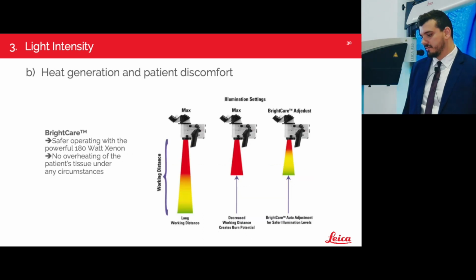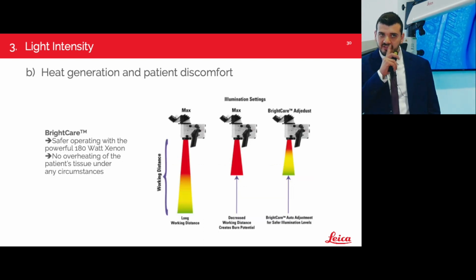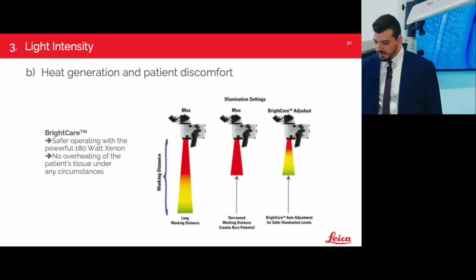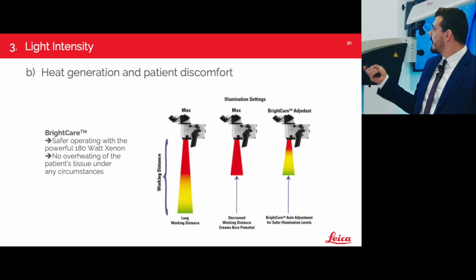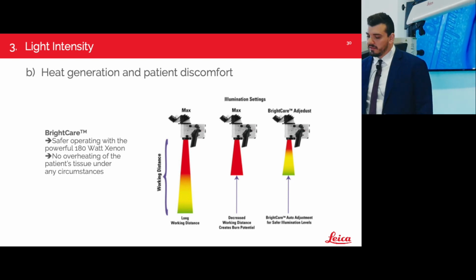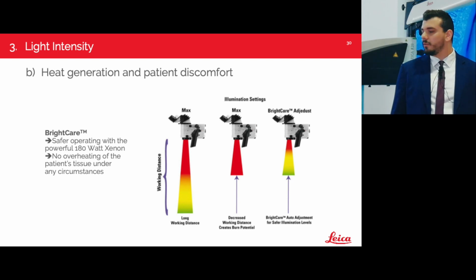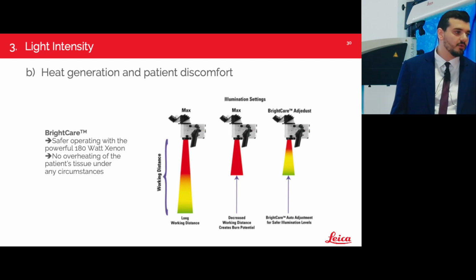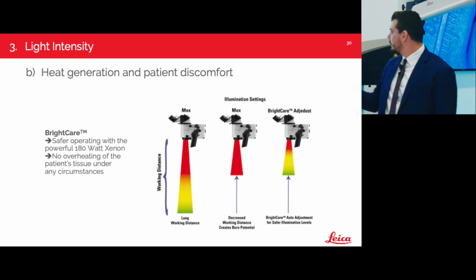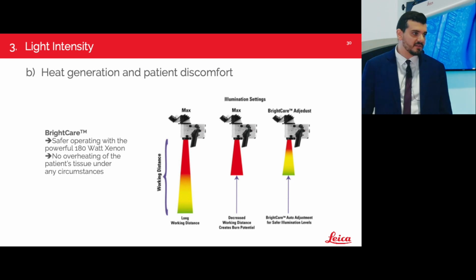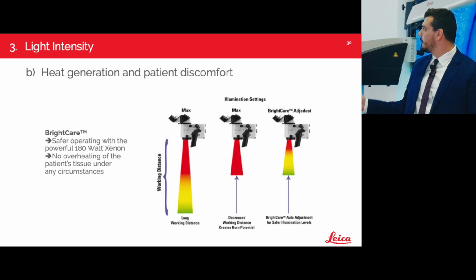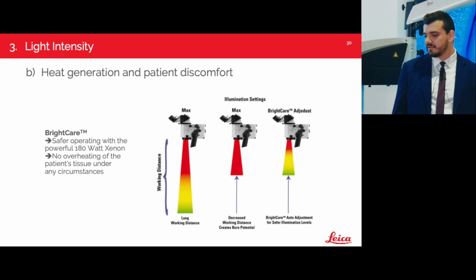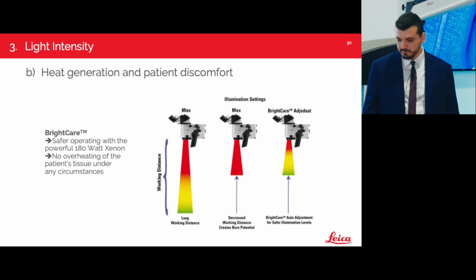And the other cause for the heat generation is that usually when we are working at a long distance, we are working in the green area, and it's a very safe area to work. But when we are reaching and working under decreased working distance, we are working in the red areas, and it's harmful, and maybe it will lead to heat generation and burn of the tissue. But with Leica Bright Care, the auto adjustment for safer illumination, you will always be working in the green area. So no heat generation, no tissue burns, safe for you and safe for your patient.